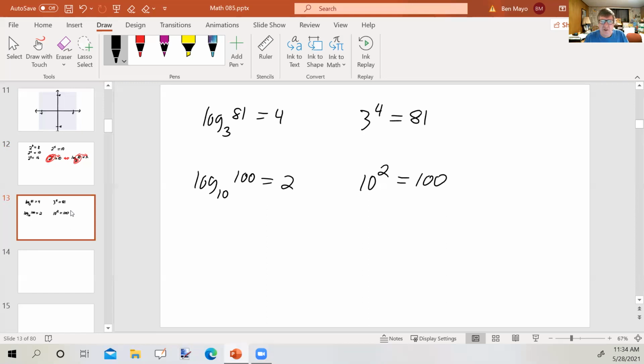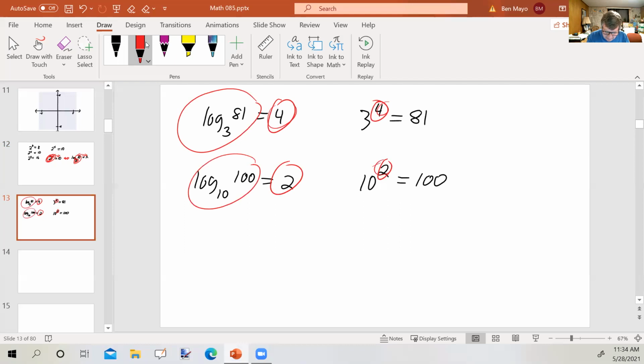So basically, what is a log anyway? Well, let's go the other direction. A log is an exponent, isn't it? Because the log of this gives us this exponent. The log of this gives us that exponent.